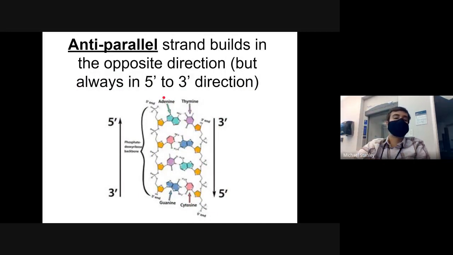So remember, like I mentioned, our DNA has these opposite sides to it, where we have the 5' and the 3' that are opposite from each other. So one strand is going in the 3' to 5' direction, and the other strand is going in the 5' to 3' direction. And again, the thing about building new DNA bases is that it always has to go in the 5' to 3' direction.